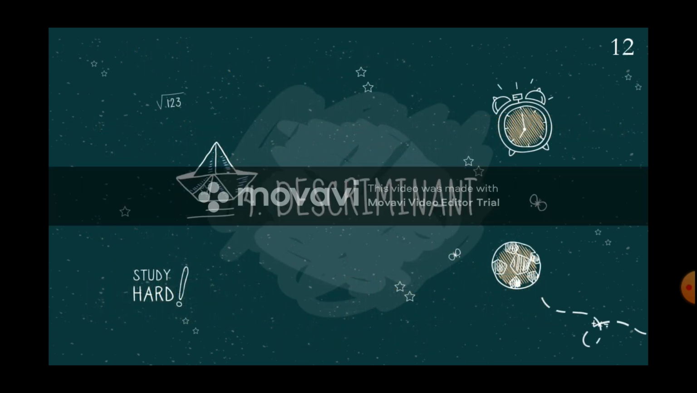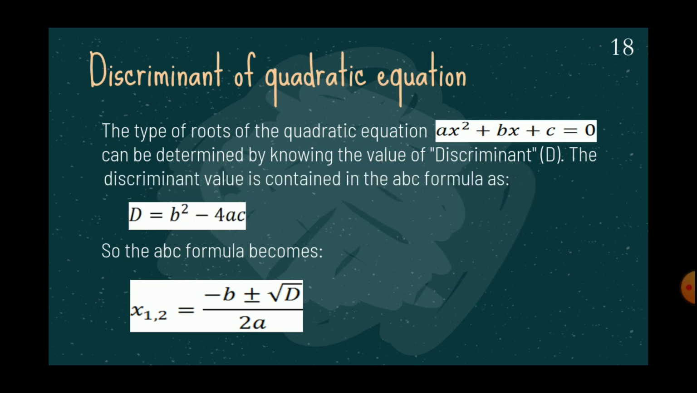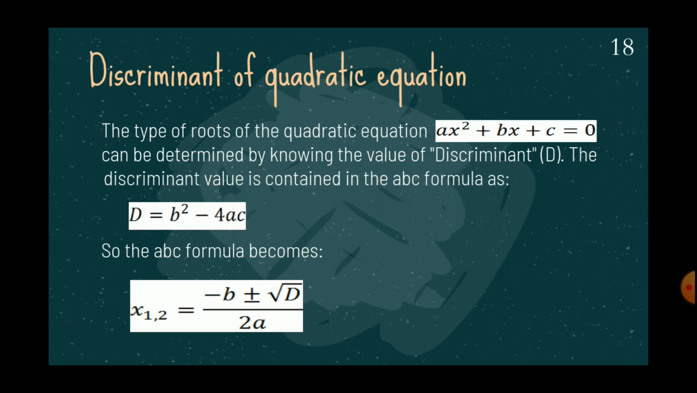Now, move on to the discriminant of quadratic equation. The types of roots of the quadratic equation ax squared plus bx plus c equals 0 can be determined by knowing the value of the discriminant D. The discriminant is contained in the ABC formula as D equals b squared minus 4ac. So the ABC formula becomes x1,2 equals negative b plus or minus the root of D over 2a.